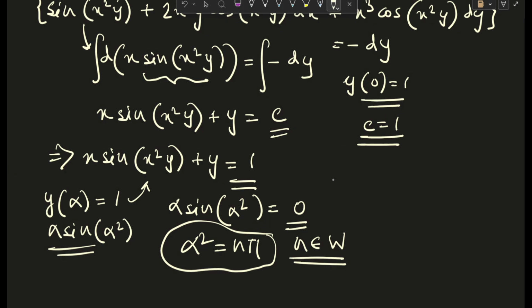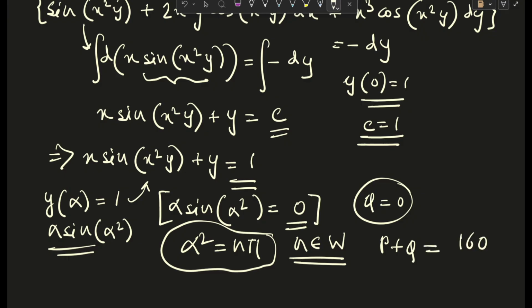So that's it, and I guess we will not need that part. We just needed the value of this thing, so it's 0. So basically your q comes out to be 0, and we were supposed to find out p plus q, which is 160 plus 0. So your final answer for the first question will be 160. I hope this question was good, guys.